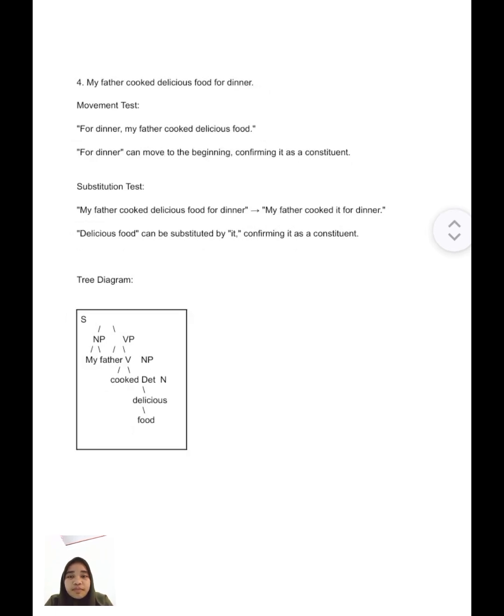And then: my father cooked delicious food for dinner. In movement test: for dinner, my father cooked delicious food. "For dinner" can move to the beginning, confirming it as a constituent. In substitution test: my father cooked it for dinner. "Delicious food" can be substituted by "it", confirming it as a constituent.